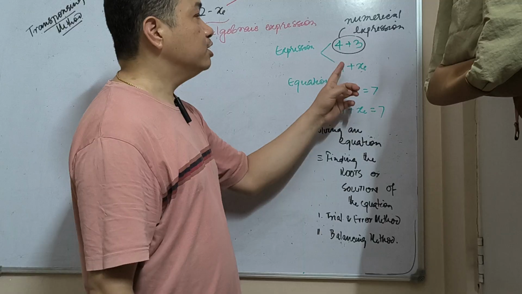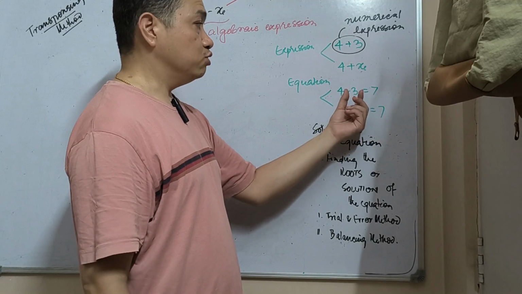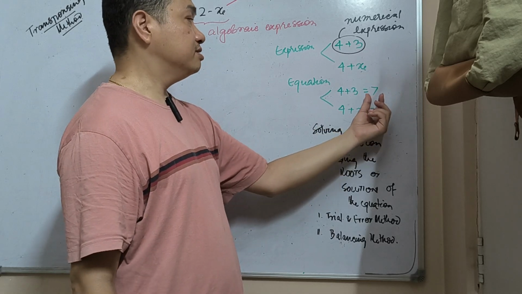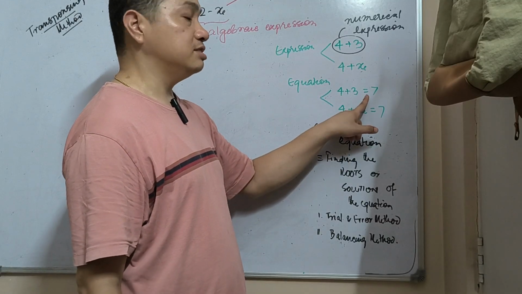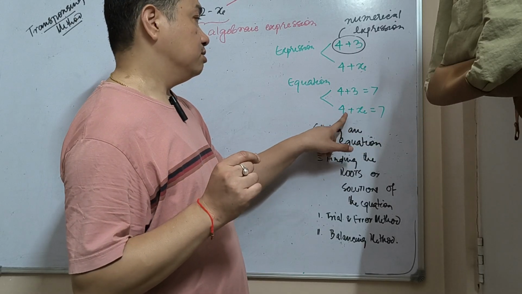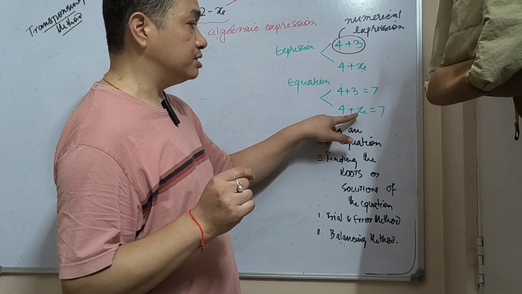But if we combine two expressions, for example, 4 plus 3 is equal to 7, so on the left hand side we have 4 plus 3, on the right hand side we have 7. So what does it become? It becomes an equation. An equation contains an is equal to sign. So this is also an equation. And what about this one? 4 plus x equals 7.